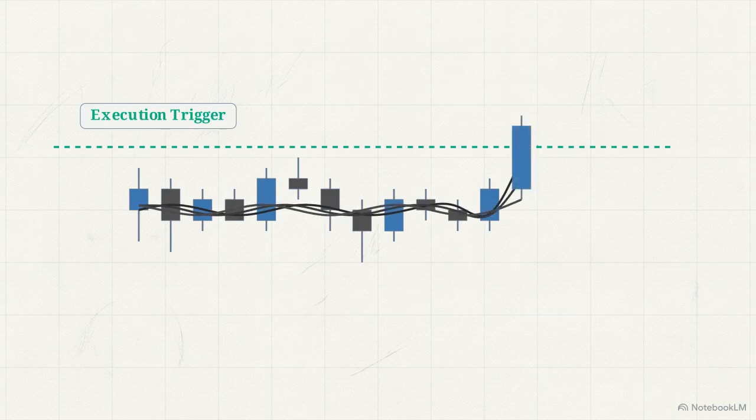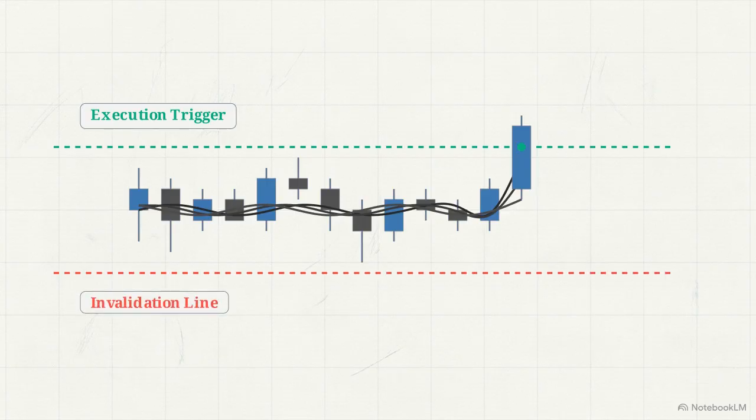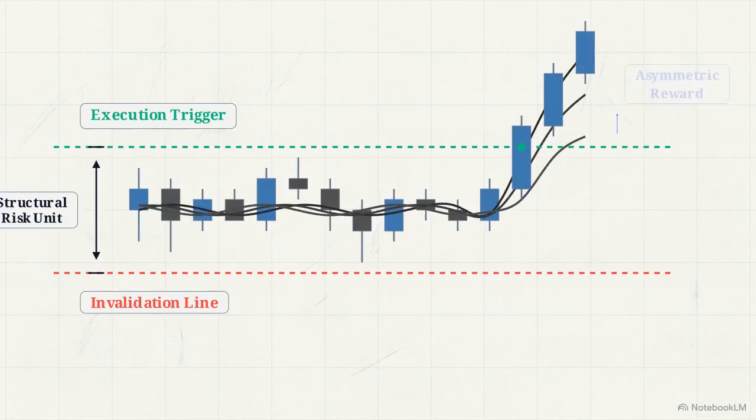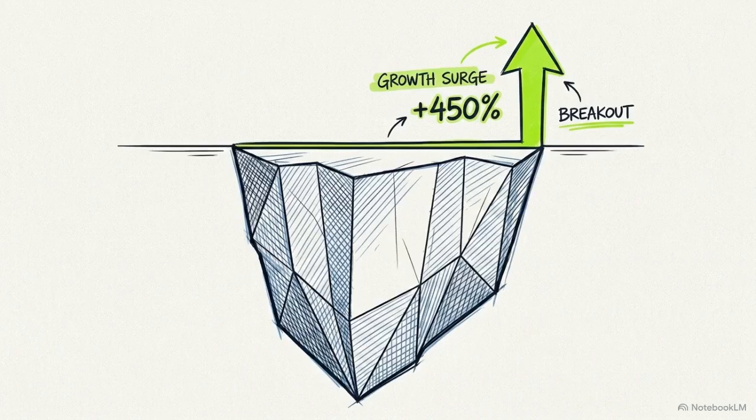You enter the moment the box breaks. Your stop-loss invalidation line is drawn directly below the structural low of the narrow accumulation block. Notice the distance between the entry trigger and the invalidation line. Because the absorption zone was compressed, your structural risk unit is tight. These tight boundaries allow for larger position sizing because the exit point is clearly delineated by the institutional iceberg itself.